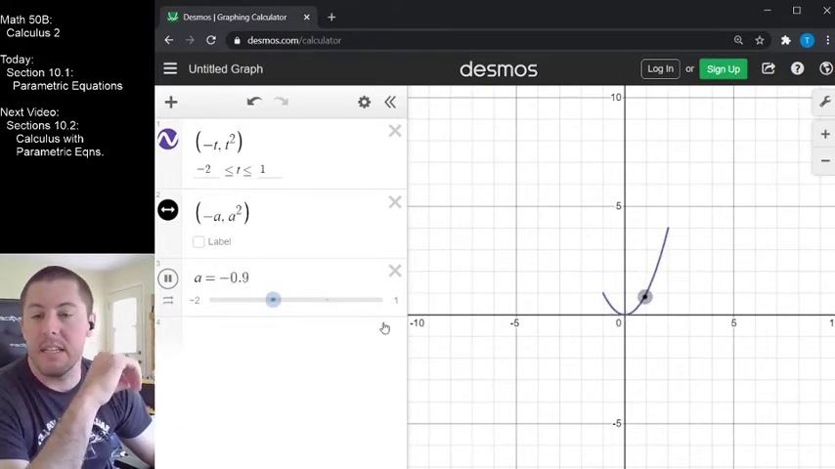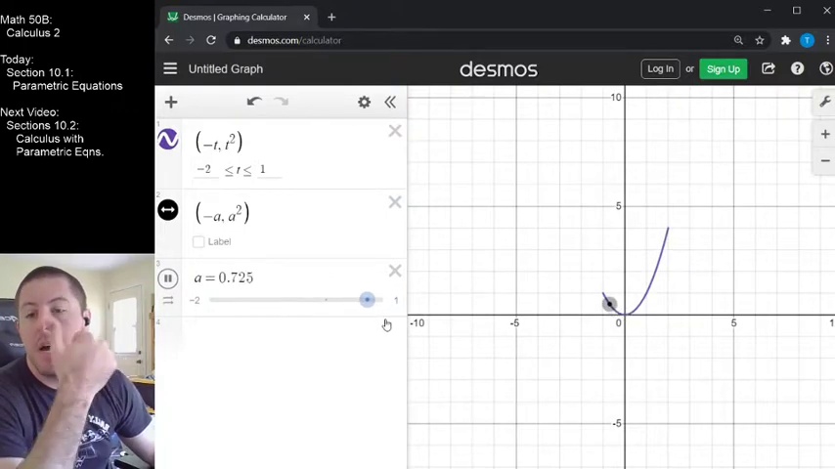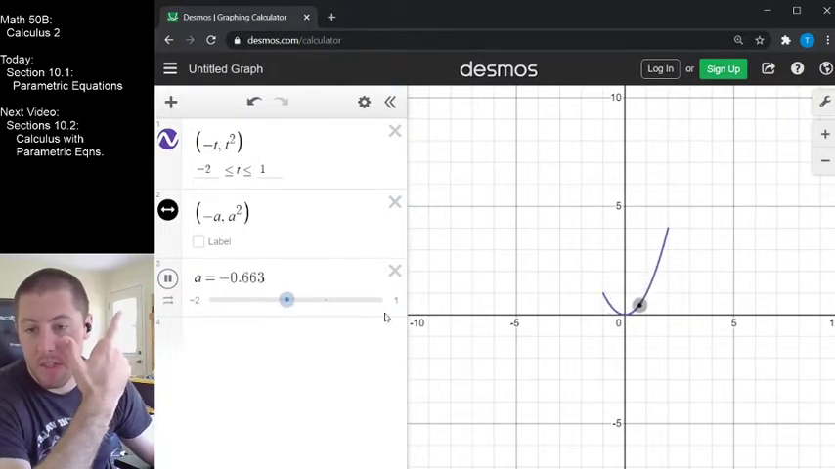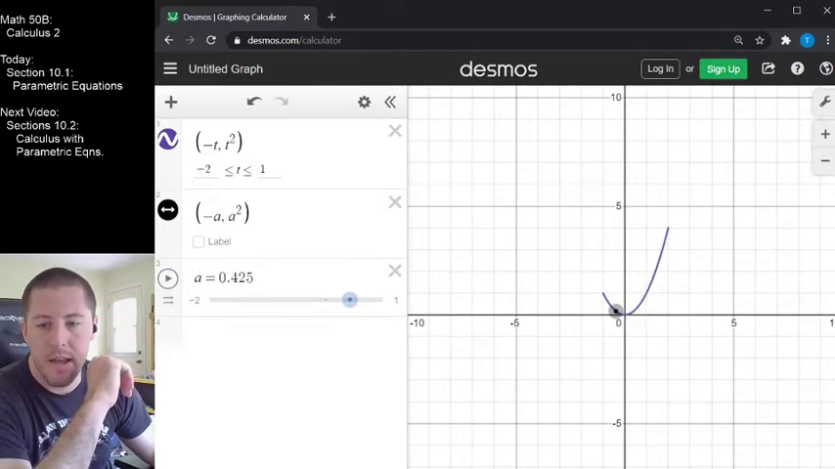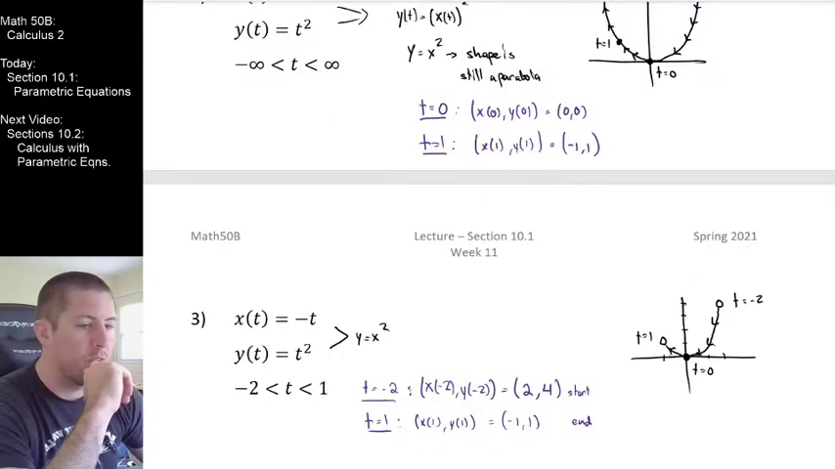So at least this has verified for us what we thought we were going to see. We got the shape of the graph correct, we got our endpoints correct, and we got our direction of motion correct right here. So we kind of verified all of our components with this Desmos graph here. So let's pause this and pop back over into Microsoft Word and do a couple more examples.